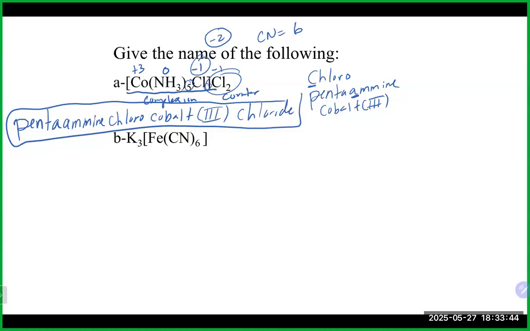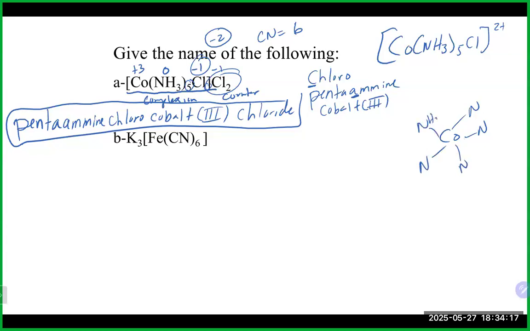Technically, we don't usually use mono with this type of naming. So if it's just one, you just use whatever it is. Yeah. So the coordination number, if we just look at the complex ion part, which is basically this part here, right? And overall, it basically has a +2 charge. So basically what that has is a cobalt in the middle, and there is 1, 2, 3, 4, and 5 ammonias attached to it.